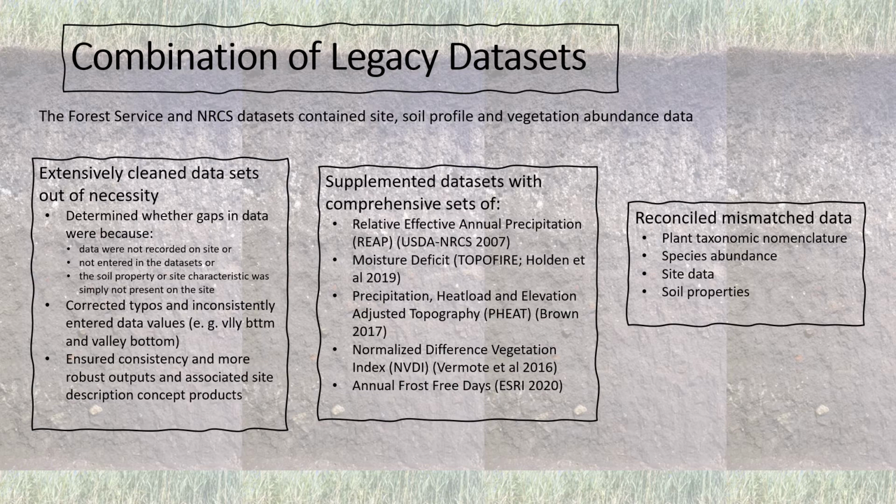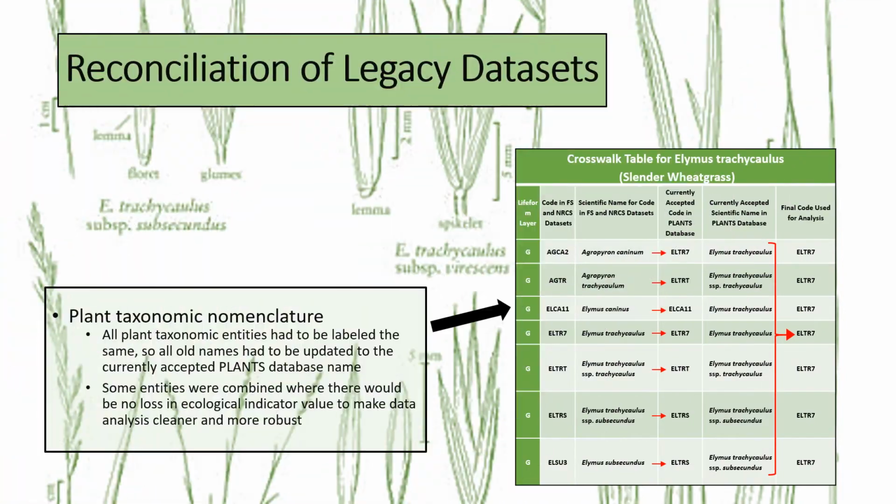The next step was to reconcile data between the two data sets, namely the plant taxonomic nomenclature, the species abundance, the site data, and the soil properties. Reconciliation of plant taxonomic nomenclature was a labor-intensive process. Since we've moved from relying on local floras for plant names to using the National Plants Database, legacy datasets have to be brought up to date.